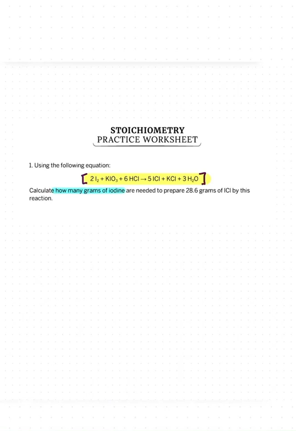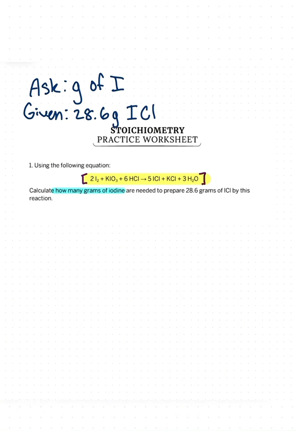So now we can write down what we're being asked. And what we're being asked is grams of I. Now what are we given? 28.6 grams of ICl. So we're given one thing, which is our starting point, and we must go to grams of iodine.